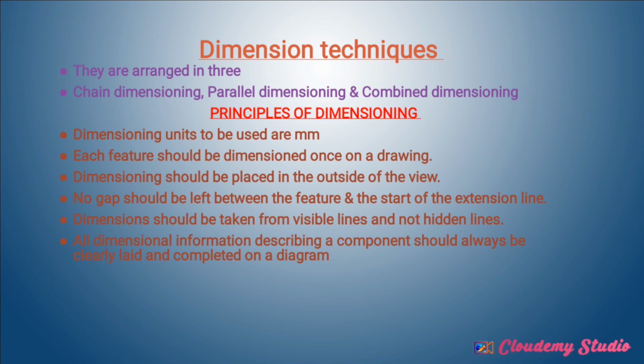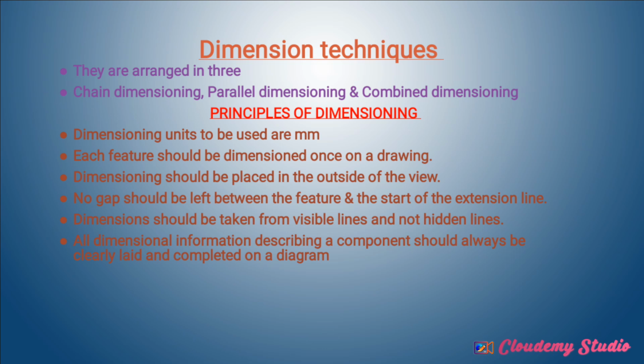Then no gap should be left between the feature and the start of the extension line. So if you're drawing the extension lines, you have to make sure that the dimension lines and the arrowheads on both sides touch the extension lines. So no gap should be left. And then dimensions should be taken from visible lines and not hidden lines.